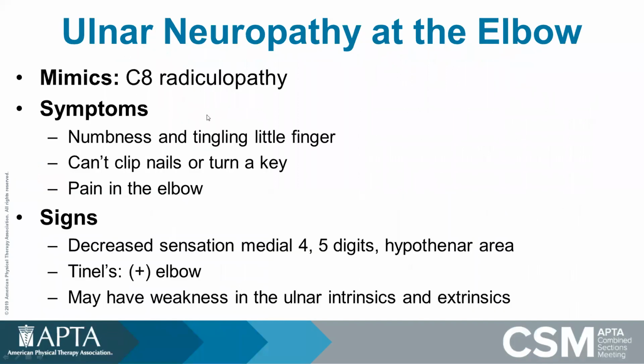Okay, ulnar neuropathy at the elbow. Again, everybody understands numbness, tingling in the pinky, little finger, trouble clipping nails, turning a key, pain to the elbow, digits 4 and 5, hypothenar symptoms, possibly dorsum ulnar aspect of the hand. May have positive Tinel's at the elbow, may have positive flexion compression test at the elbow, may have weakness or atrophy in the ulnar intrinsics. And what are the ulnar extrinsics?